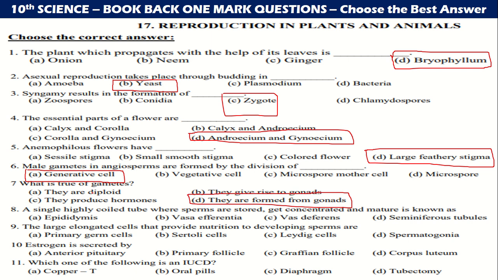A single highly coiled tube where sperms are stored, get concentrated and matured is known as epididymis. That is option A. Then goes to the ninth one. The large elongated cells that provide nutrition to developing sperms are called Sertoli cells. The next one. Estrogen is secreted by Graafian follicle. Next, which one of the following is IUCD? Copper T is the IUCD.